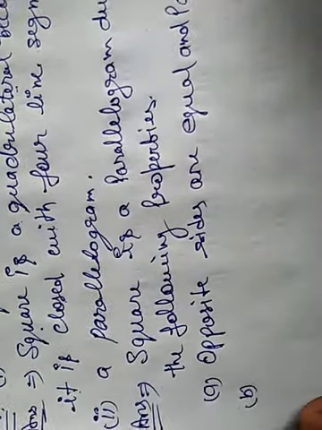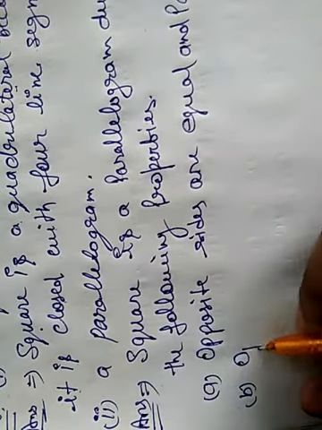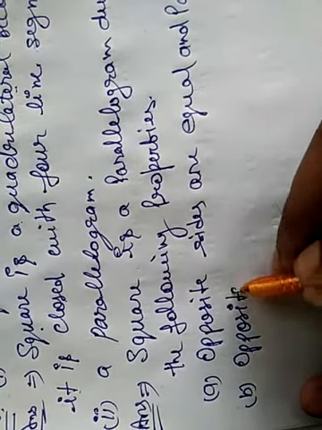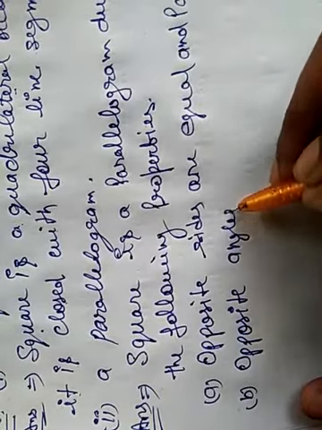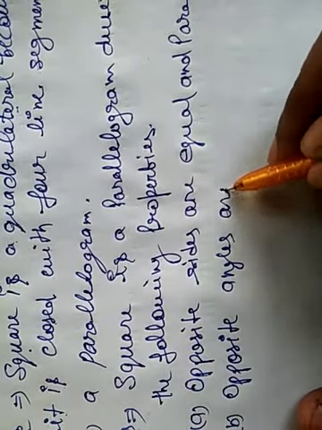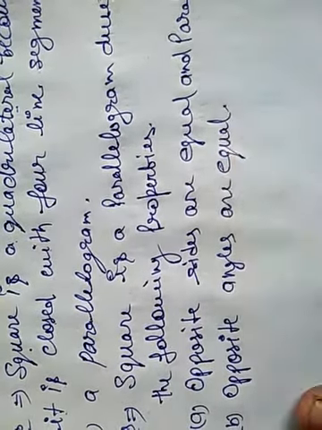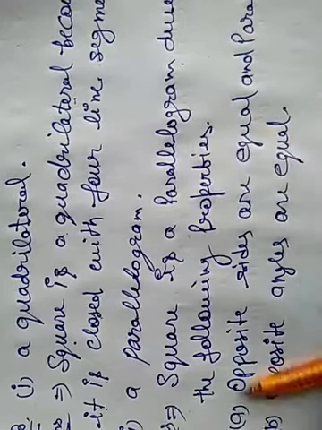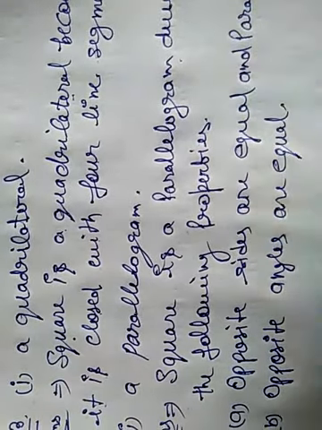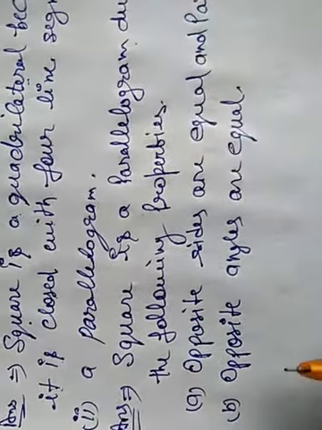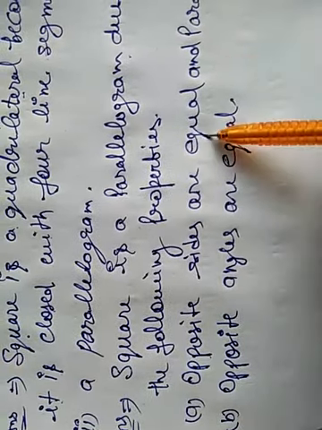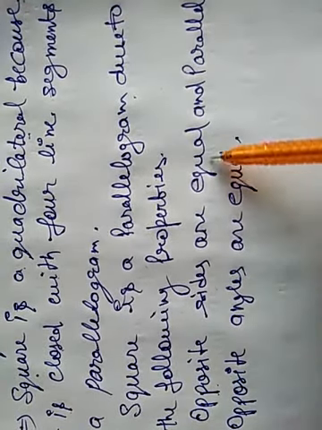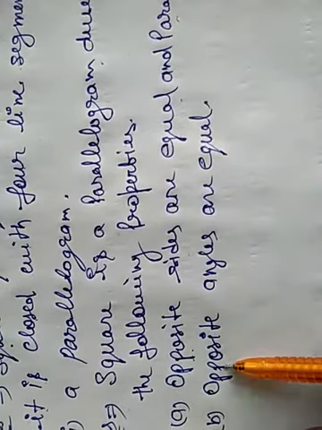Second property, opposite angles are equal. स्क्वायर इज ए पैरेललोग्राम. हमारा जो स्क्वायर होगा वो एक पैरेललोग्राम होगा, ड्यू टू द फॉलोइंग प्रॉपर्टीज, अगर वो प्रॉपर्टीज फॉलो करे. कौन सी, कि अपोजिट साइड्स आर इक्वल एंड पैरेलल, एंड अपोजिट एंगल्स आर ऑल्सो इक्वल.